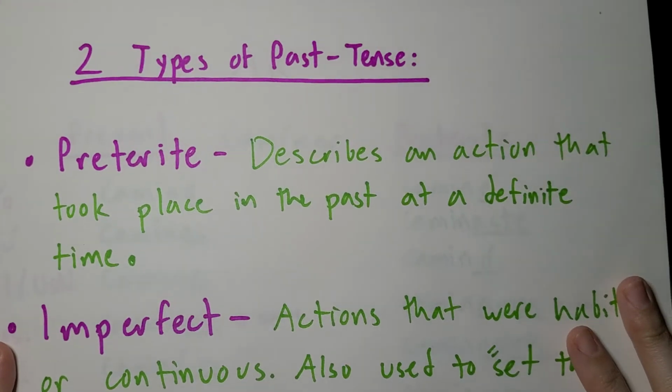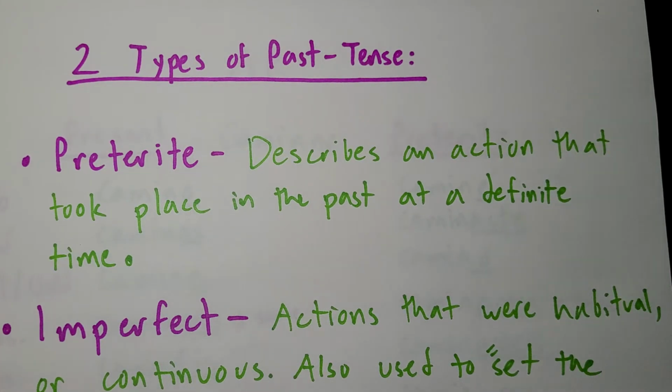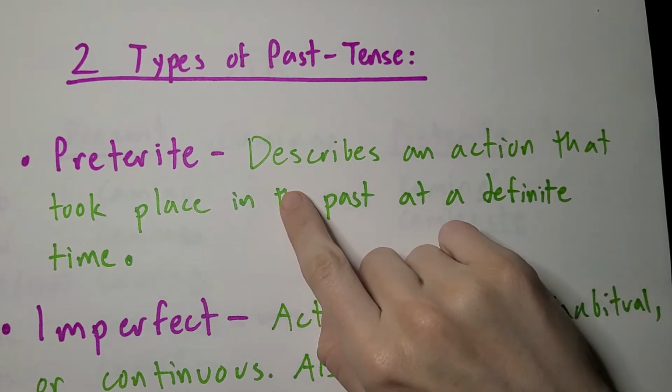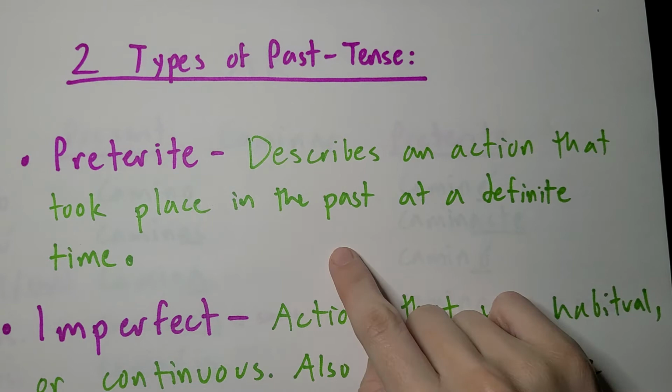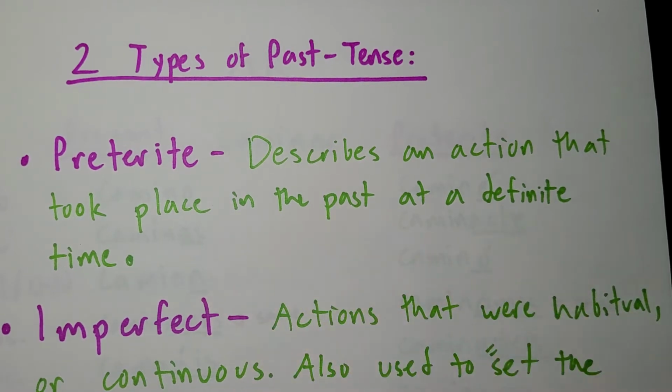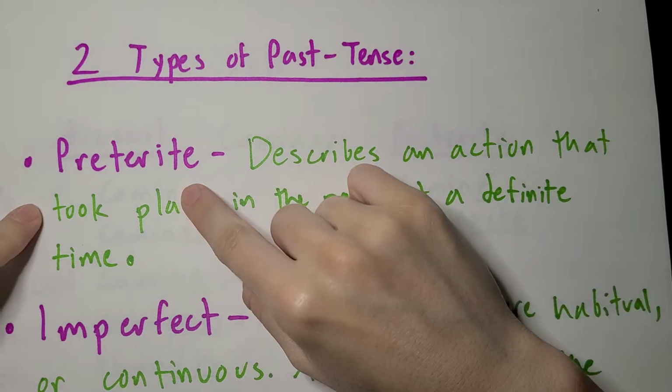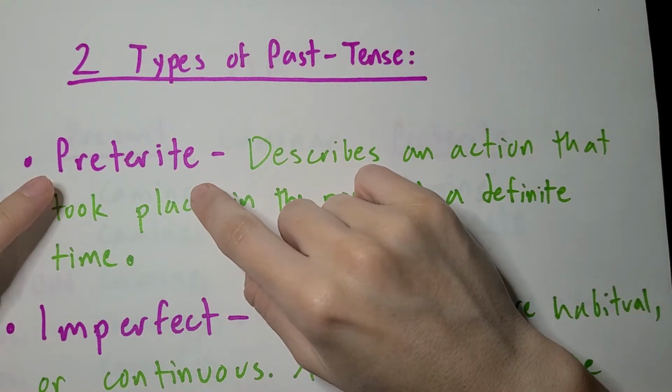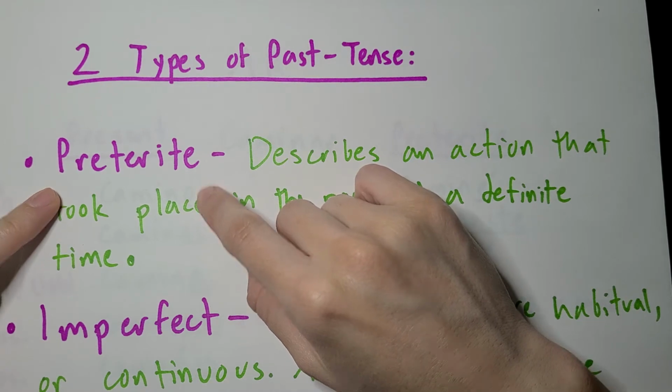So in Spanish, there are two types of past tense that you need to know about, and there are in English as well. Today we will be talking about the preterite, but I want you to know both types so that you know when to use the preterite. So the preterite describes an action that took place in the past at a definite time. It happened once. You're talking about the one time that you did it or the specific time. If you use the preterite tense, you are talking about a specific time that somebody did something.